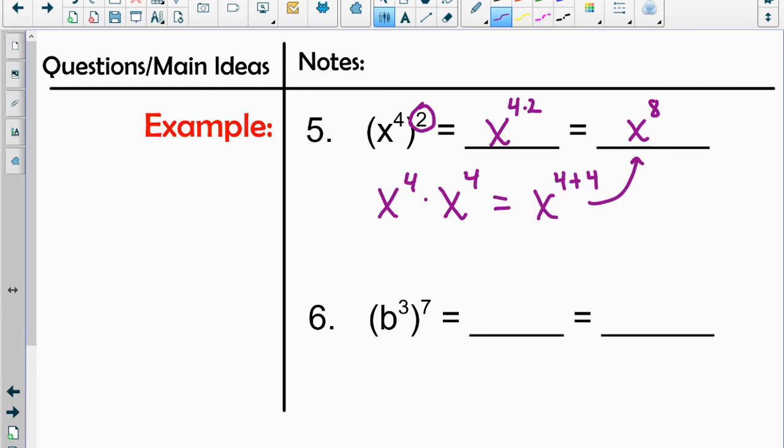For number 6, b to the 3rd power raised to the 7th power again. I see that I have my two exponents right next to each other. So I'm reminded that my property says I can just multiply the two exponents to get my new exponent. It should be b to the 21st power.